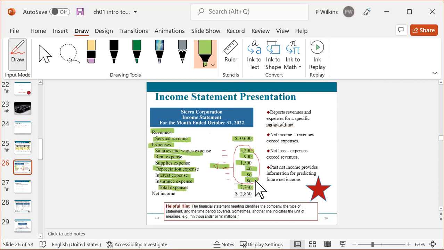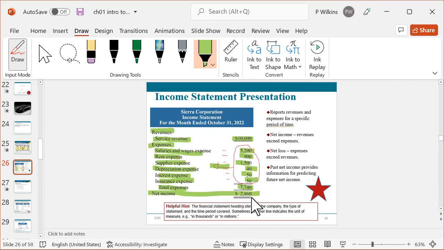Then what you do is you subtract what went out, total expenses, from what came in, and what came in is the revenue. So we've got 10,600 minus 7,740. That gives us a net income of 2,860. And it's a net income because we had more come in than we had go out. Okay, more came in than went out.